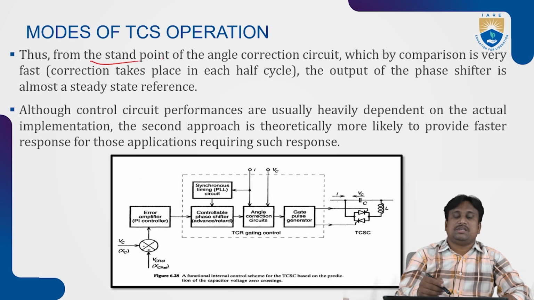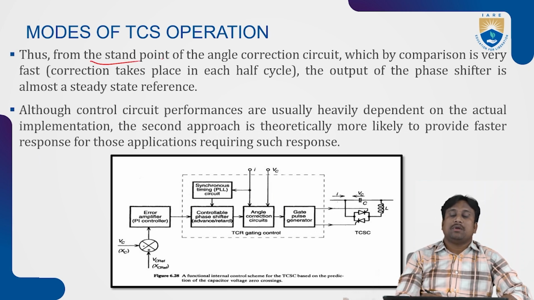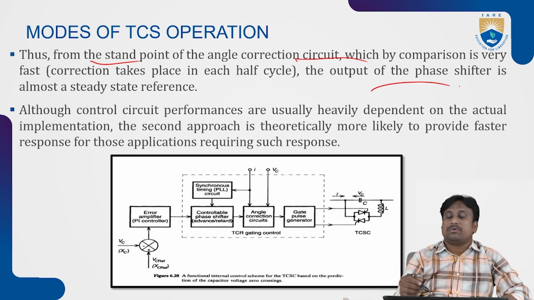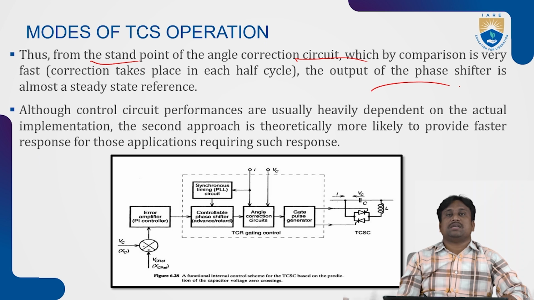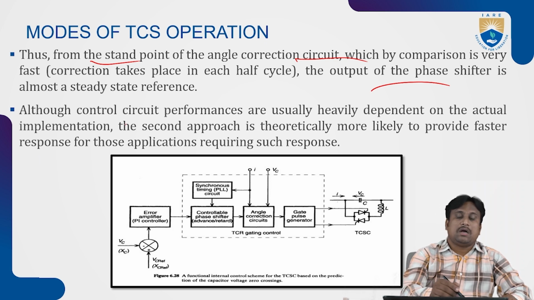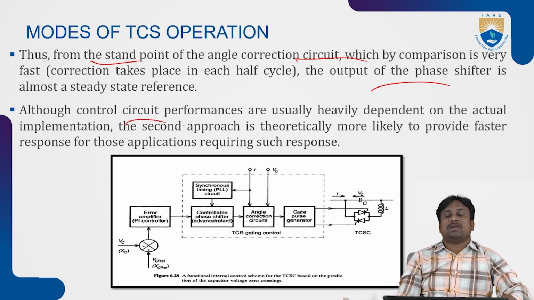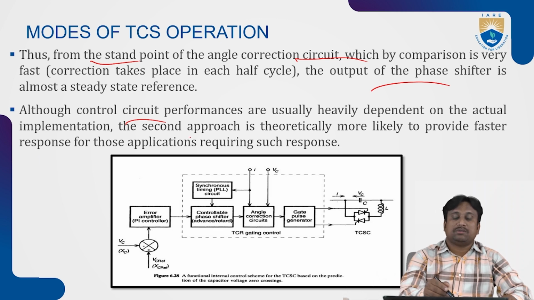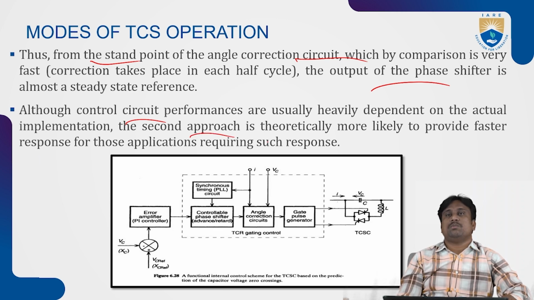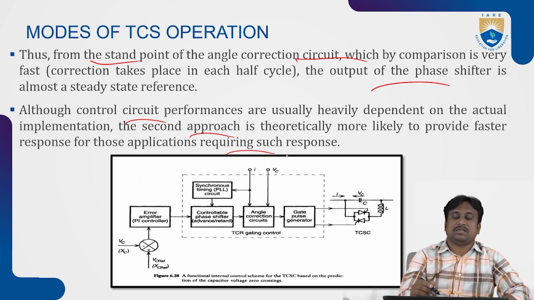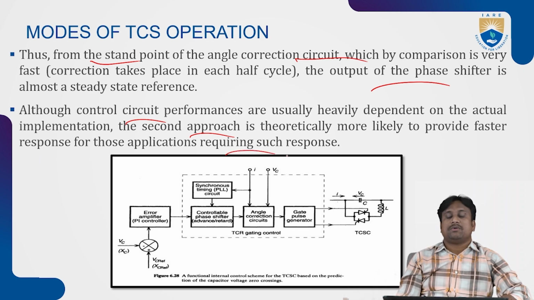So from the standard point of view, the angle correction circuit is by comparison very fast. That means correction takes place in each half cycle. So the output of the phase shifter is almost a steady state reference. Although control circuit performance is usually heavily dependent on the actual implementation, the second approach is theoretically more likely to provide faster response for applications requiring such response.